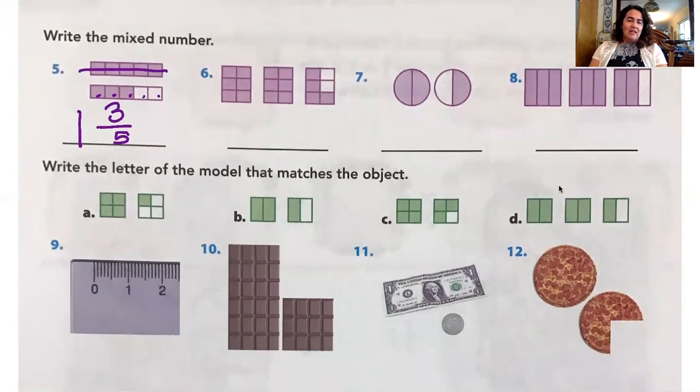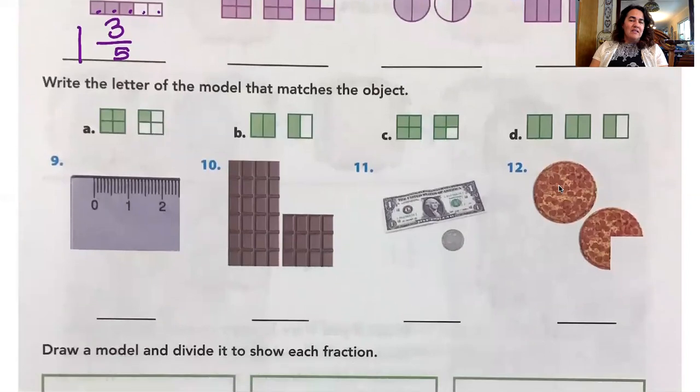All righty. So then we're going to go ahead and look at this next section. We're going to write the letter of the model that matches the object. Okay? Now we have to pay attention and figure out exactly what we're looking at. You know I like to make my notes for myself, friends, so let's see what we have here. Here I have 1 whole and 1 out of how many? 4 is right. Okay, then here I have how many? Lola? 1 whole and 1 half. 1 out of 2 are colored in that one, right?